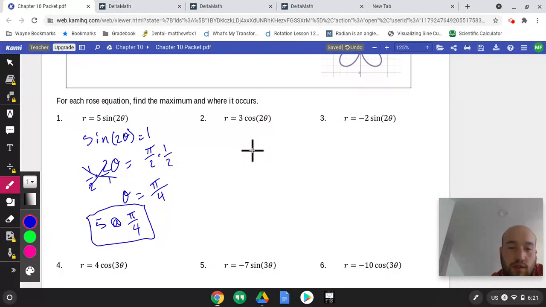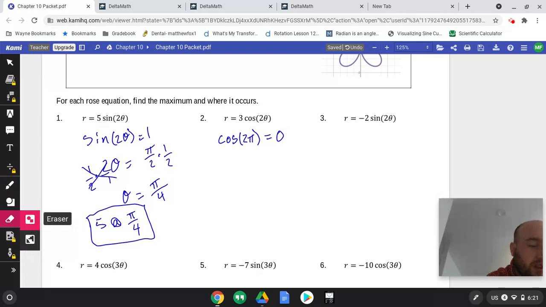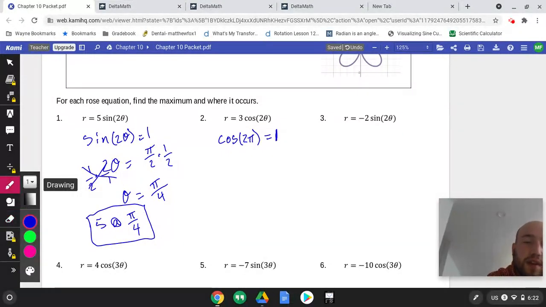Okay, so the next one, we'll do the same idea. This time, cosine of 2 theta, we're going to set equal to 1, the max would occur at 0, right? Because it's off to the right. Sorry, I'm jumping ahead of the game. We still want to get 1, because 1 is the highest value we could have for cosine. The max, though, will occur at 0, because that's where x is equal to 1. So 2 theta equals 0.